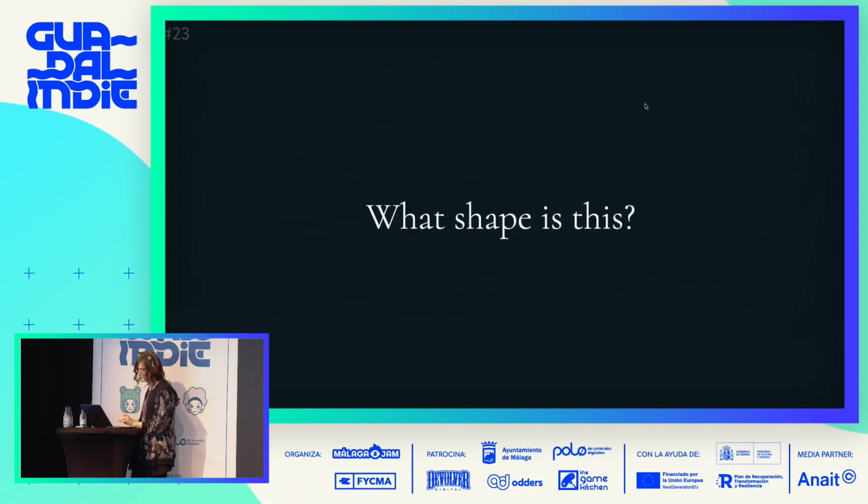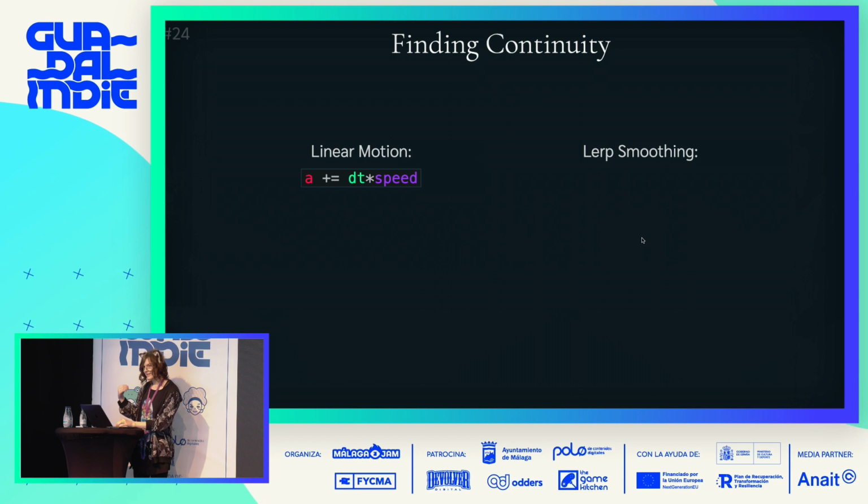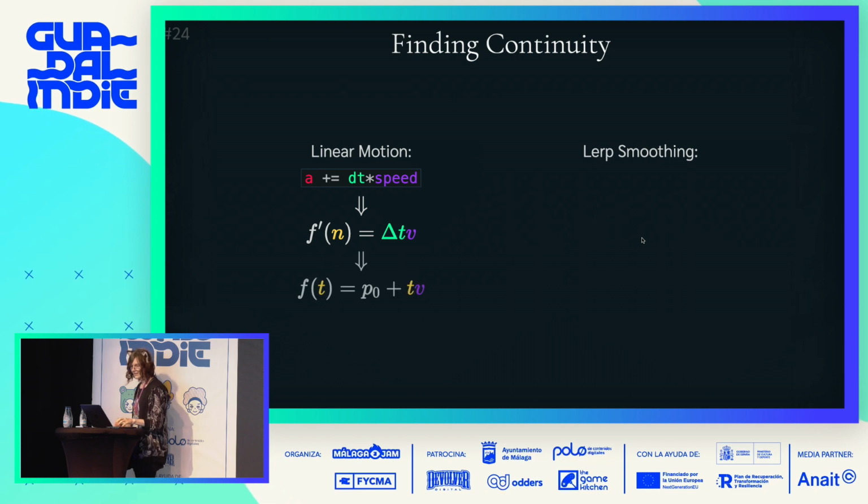OK. So the question we might ask then is, what shape is this? It's a curve, but which kind? What's happening here? For linear motion, where we had a plus equals delta time times speed, it's relatively easy to draw the connection that the rate of change over frames is delta time times velocity, and then you can translate that into a motion over time, which is f of t is the starting position plus time times speed. That's the canonical example of what derivatives even mean. So it's relatively easy to make that connection.